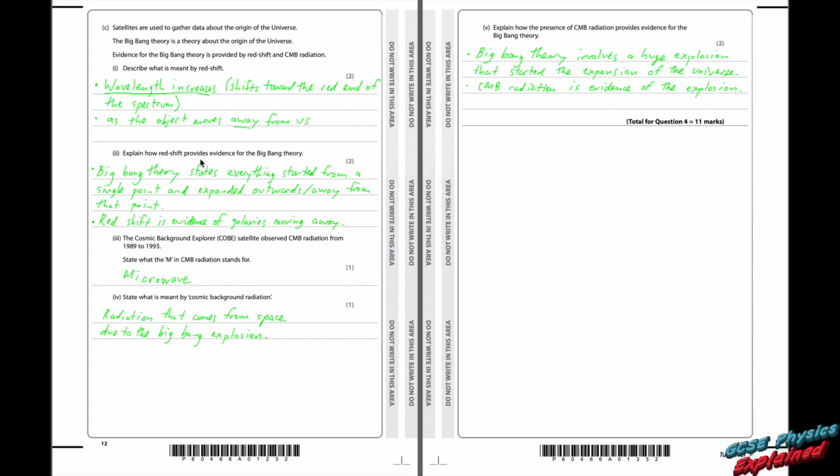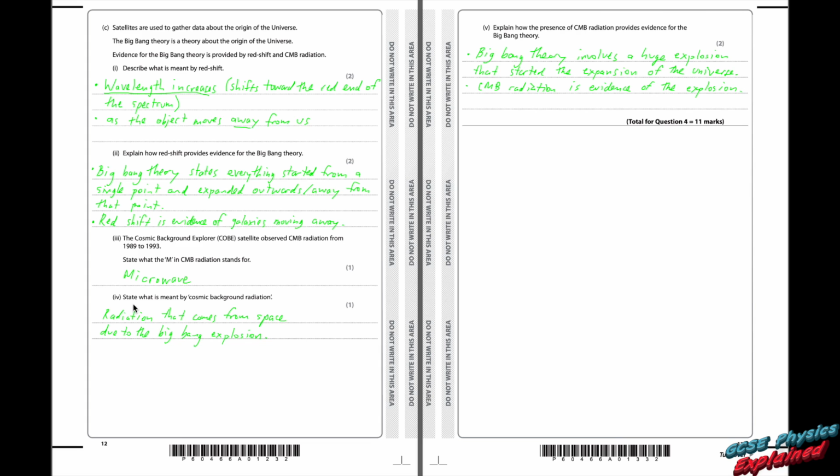Part 2. Explain how redshift provides evidence for the Big Bang Theory. The Big Bang Theory states that everything started from a single point and expanded outwards or away from that point, and redshift is evidence of the galaxies moving away. Part 3. The Cosmic Background Explorer satellite observed cosmic microwave background radiation from 1989 to 1993. State what the M stands for. It's microwave.